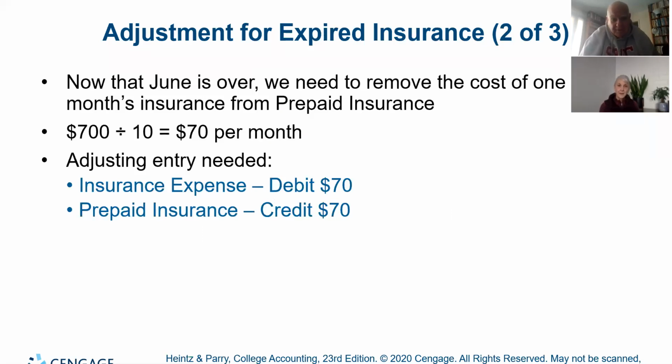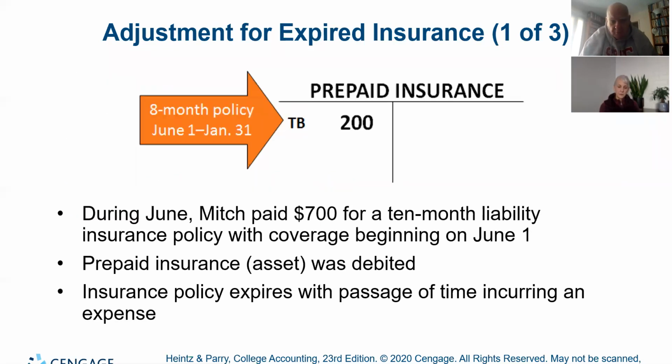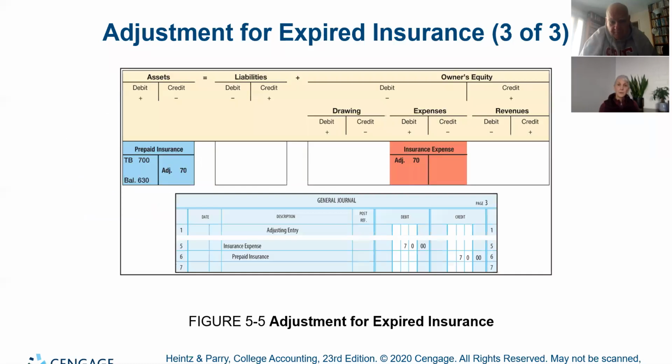Adjustment for the expiration. Well, it was a 10-month policy lapsing at 1/10, $70 a month. So we debit the insurance expense and we credit the prepaid insurance for $70. Okay. There's where we debited the prepaid. And here we go again.